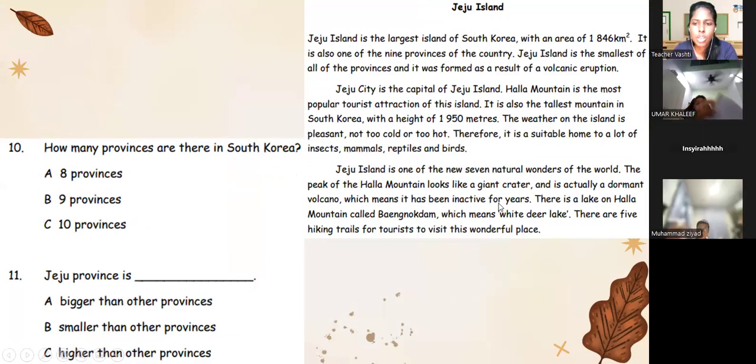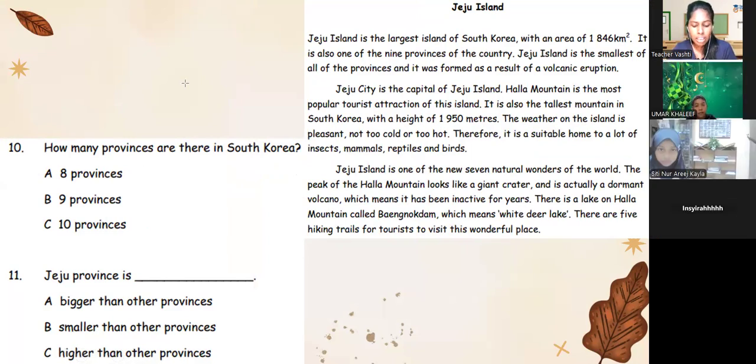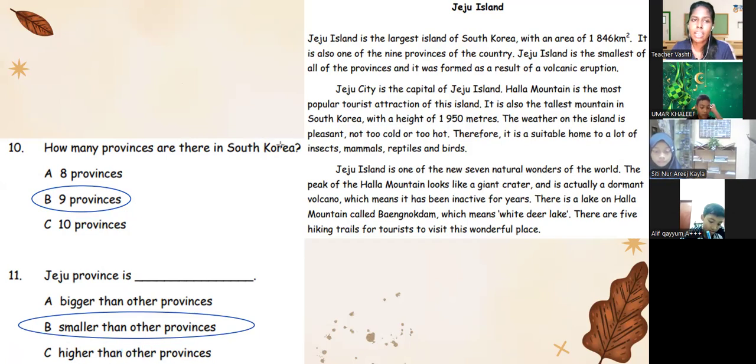Number 10. What is your answer for number 10? How many provinces are there in South Korea? A, B, or C? B. Yes, the correct answer should be B. Provinces means wilayah. Okay, 10 is B. Next one, 11. Jeju province is smaller than other provinces. B. Very good. Correct answer is B. If your answer is correct, you can put a tick.